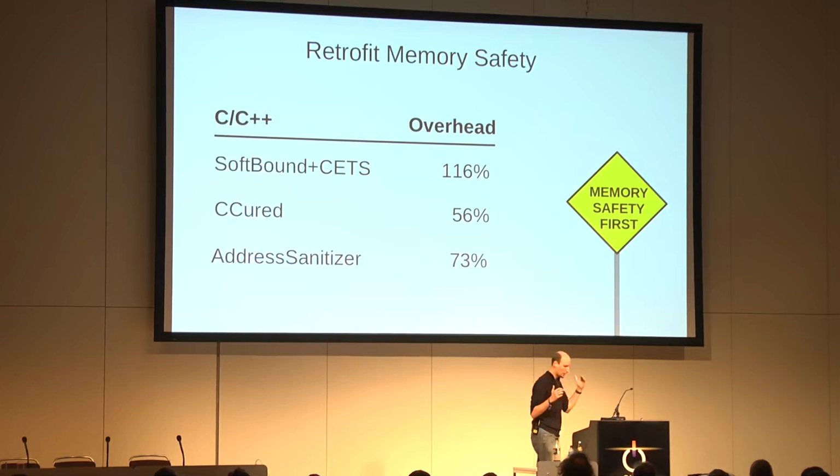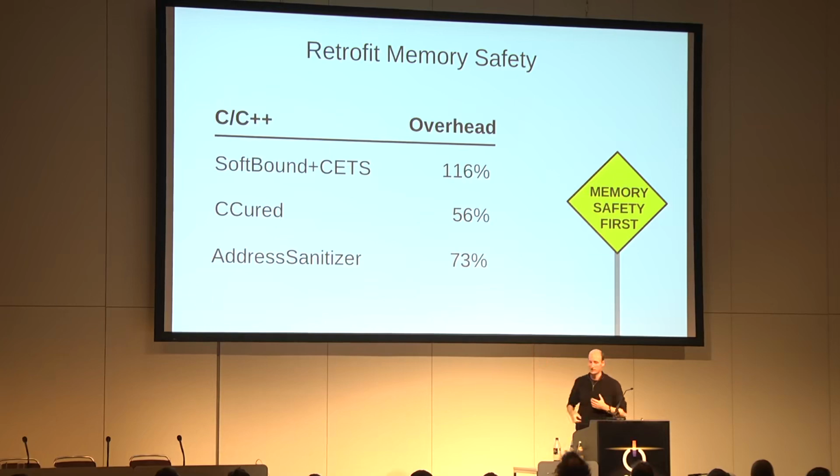So even though we know that as the tools are right now, they have way too much overhead, that's what we want to do. We want to retrofit memory safety on top of these existing compilers and then enforce it at runtime to ensure that we are protected at all times. And just to show you where this overhead comes from, I'm going to give you an example of how SoftBound would enforce memory safety on this small program.